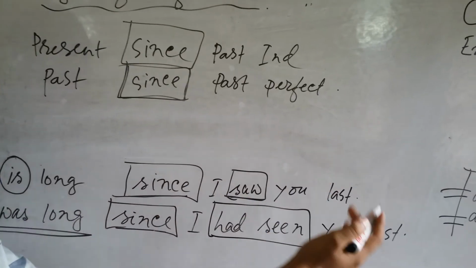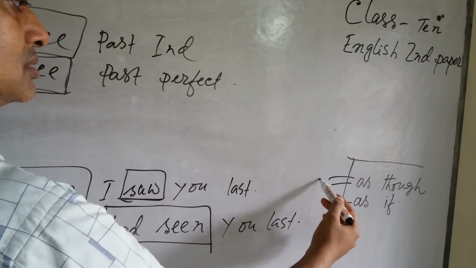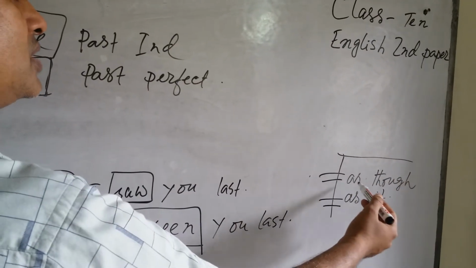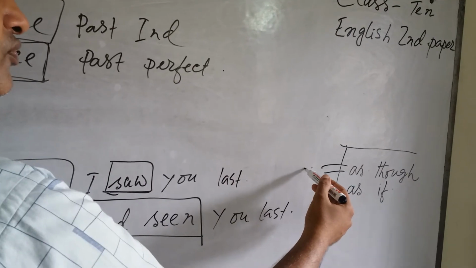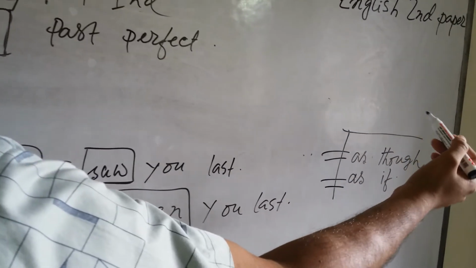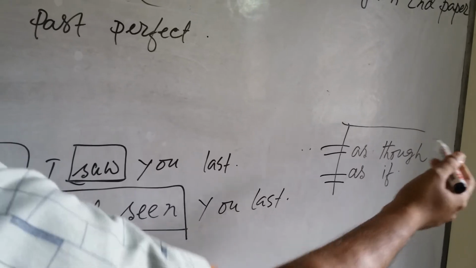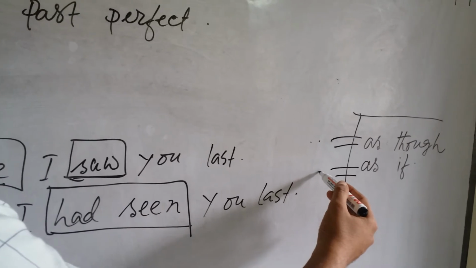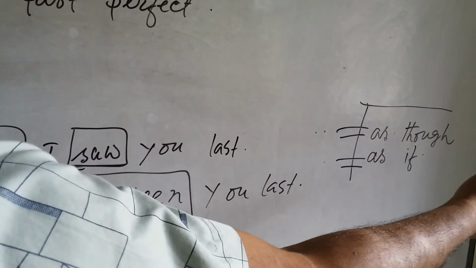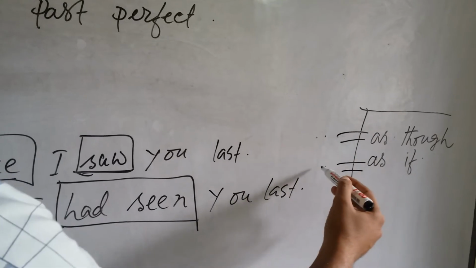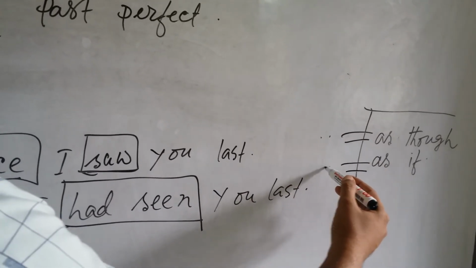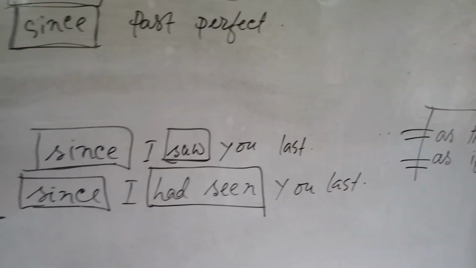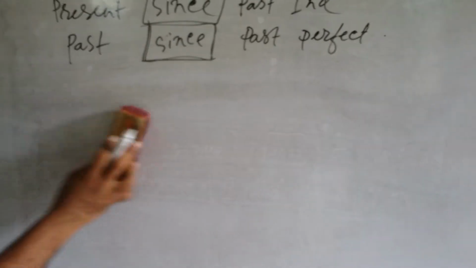It means that if there is a present before as though, there will be a past after it. If there is a past before as though, there will be a past perfect after it. In the same way, if there is a present before as if, there will be a past indefinite after that. If there is a past before as if, there will be a past perfect after it. And the sentences will be like that.